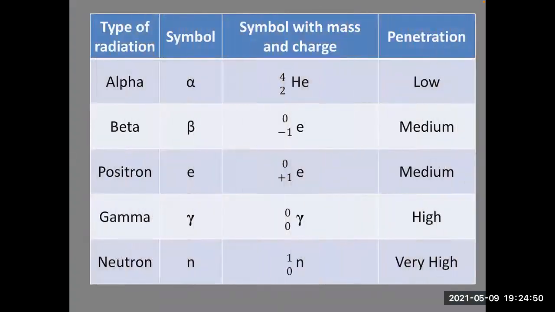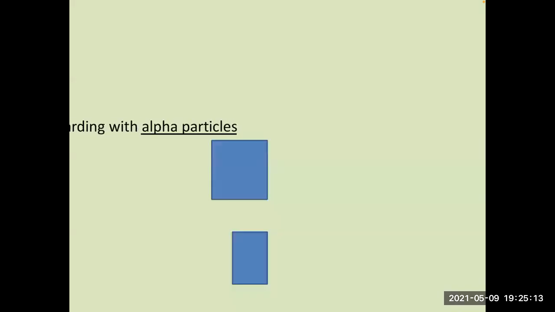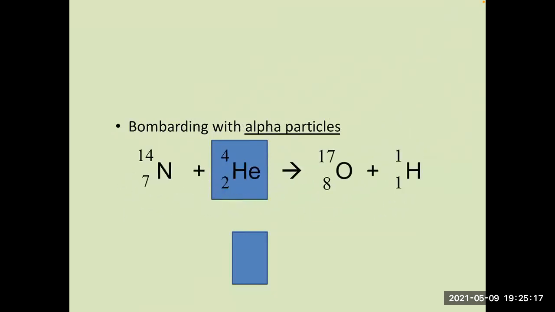All right, so again, these are the other types of radiation in with the first three that we talked about: alpha, beta, positron, gamma, and neutron. Again, these symbols are going to be really important that you know, because you're going to use those in your nuclear reactions.